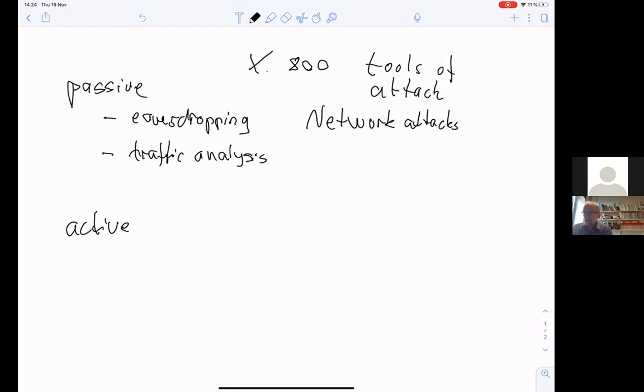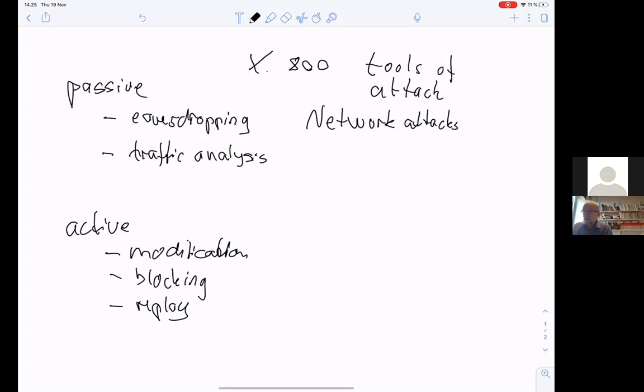The active attacks are completely different. Of course, they are more easy to spot, because here the adversary is actually modifying the traffic on the network, but the consequences can also be worse. So an active attack, you can split those in different types. You have modification, you have blocking, and we have replay.